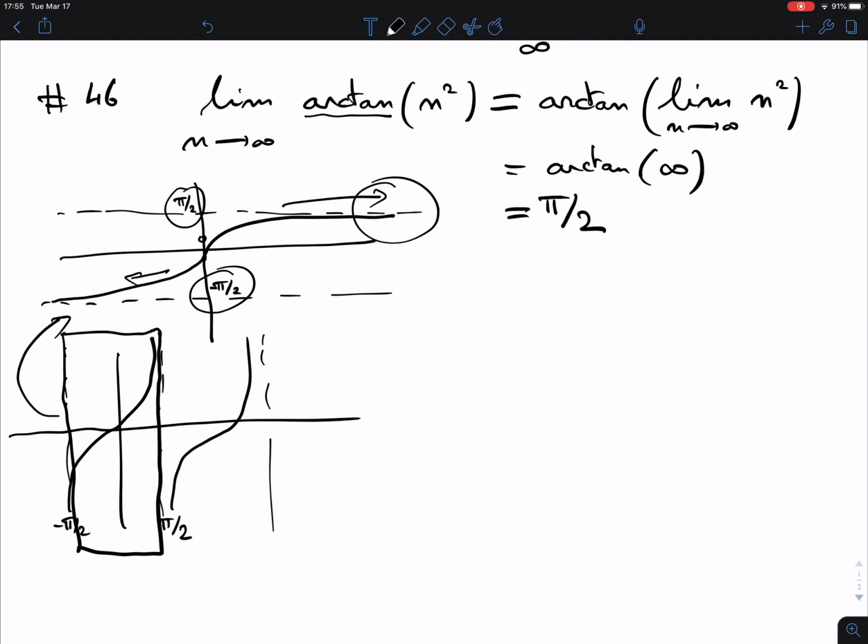All right. So that's all that I want to do for this problem, and then we're going to now lecture on series.